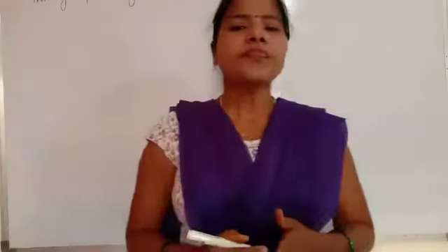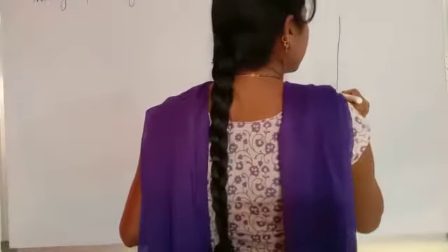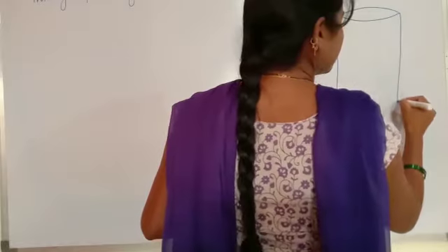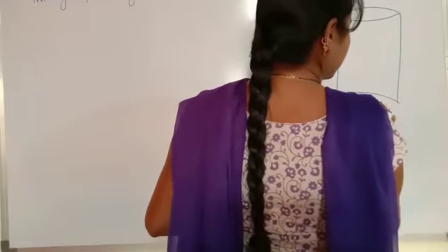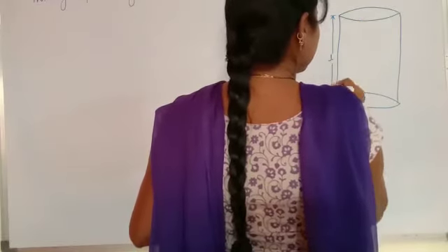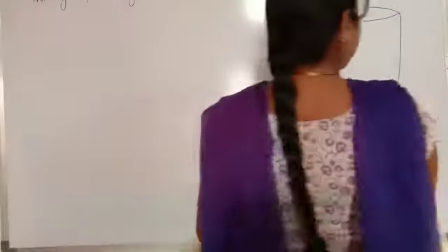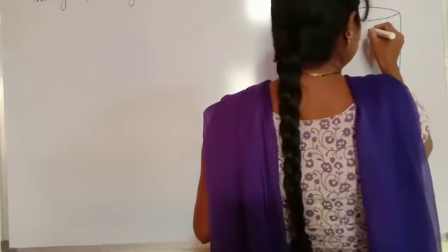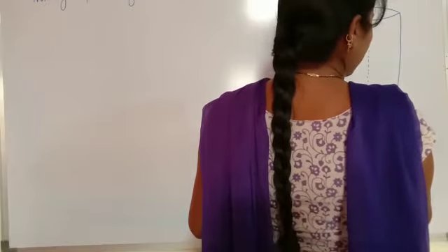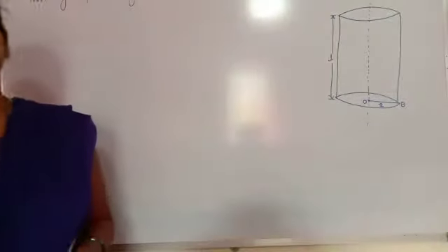So, consider a uniform cylinder of length L. So here we draw the diagram. So this is the cylinder of length L. So this is the length of the cylinder, which has the length L and radius R. R is the radius. Okay. Means OB is the radius.